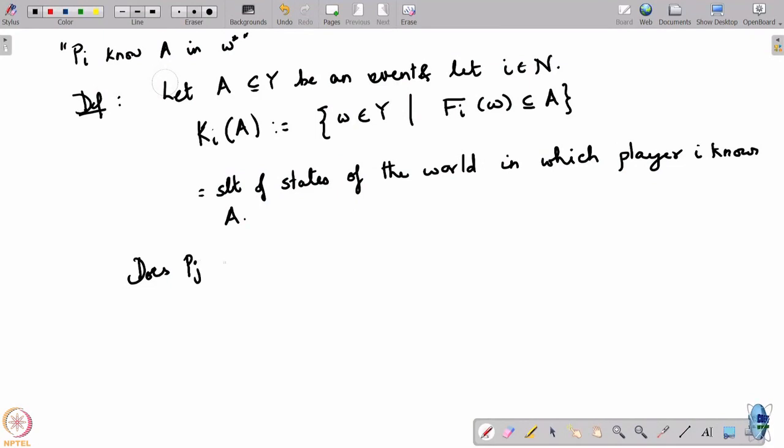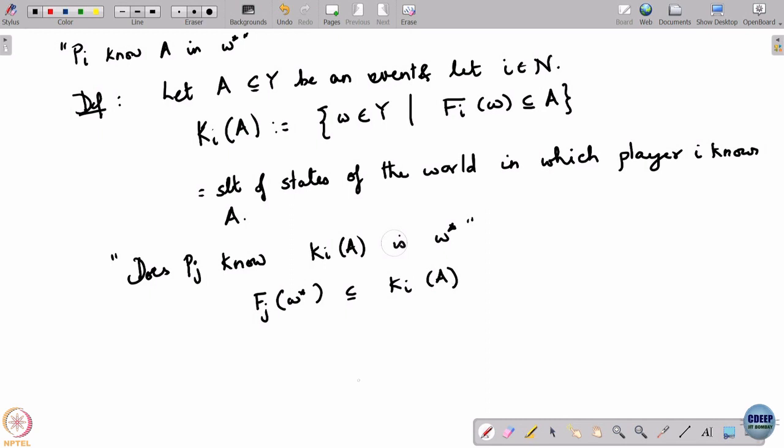For example, I can now ask, does player J know Ki of A? What does this mean? When would player J know Ki of A? He would know Ki of A if Fj in state of the world omega star is a subset of Ki of A. If Fj of omega star is a subset of Ki of A, then it means that player J knows Ki of A.